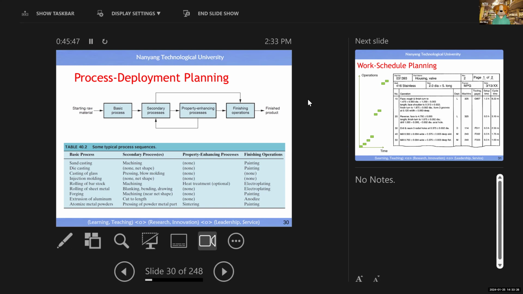You have all these options to choose. Secondary process, from this table, you can choose one of them. Property enhancing process, choose one of these 2. Then finishing operation, you choose one from this column, right?